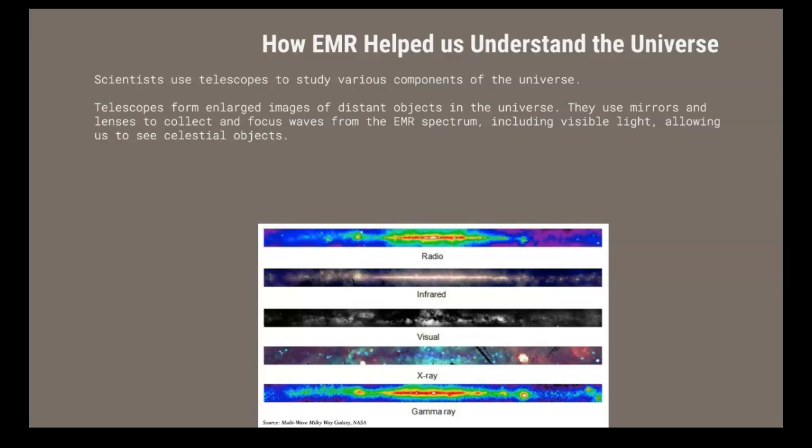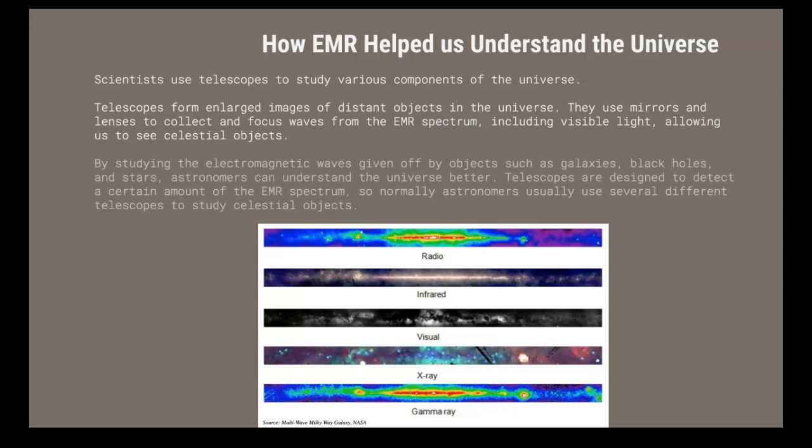They use not only mirrors, but also some lenses to focus those waves of the EMR spectrum, okay, which includes visible light, but we could also have other telescopes that are using other types of EMR so that we can actually get information about those celestial objects and learn more about them. So if we're studying the electromagnetic waves given off by the objects, such as galaxies or black holes or even stars, the scientists or astronomers can figure out different things about those celestial objects and learn more about the universe and understand it better.